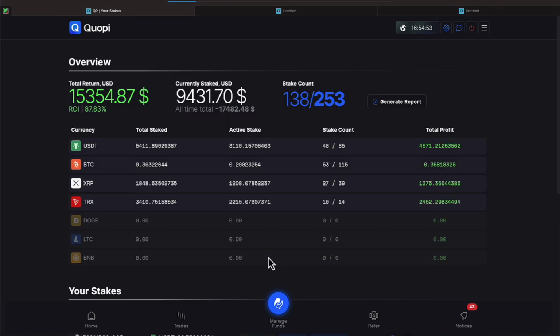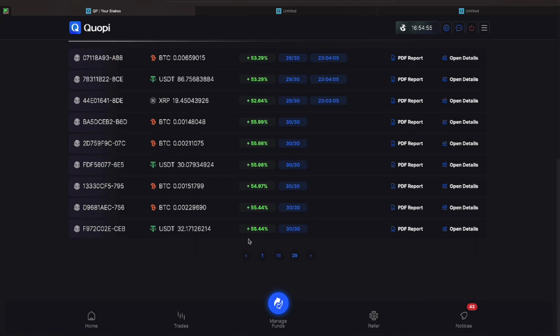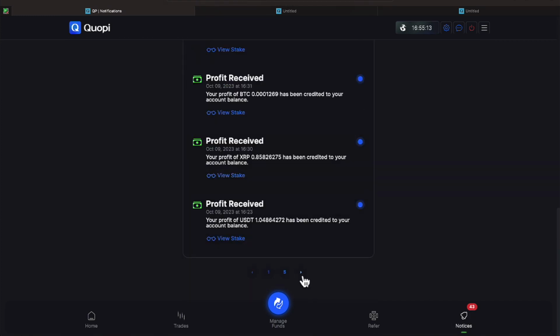We go ahead and go to the next page, and the next page has some more 29s that are going to get paid tomorrow because it's 23 hours and some change before they get paid. These here have since expired, and there's a few more pages of those. We have 43 notices here, everyone. Let's click on those where it says profits received.